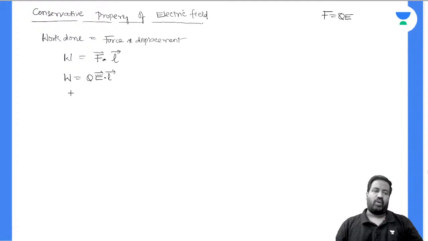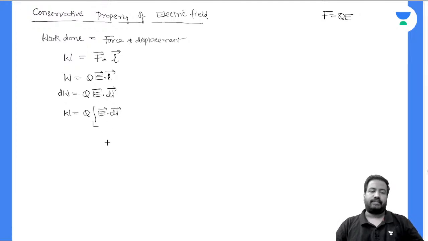What it means is that the work done in moving this charge Q in the presence of electric field E by a length L is given by W. If you want to calculate a small work done, moving this charge Q in the presence of electric field E by a small displacement dl, that is given by this. The total work done here is Q into the integral of E dot dl defined over a path L.